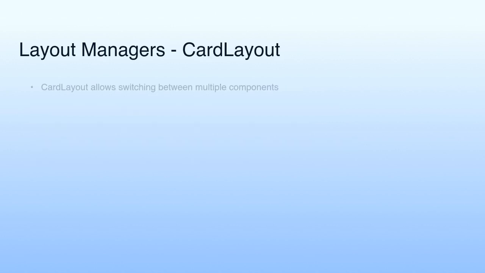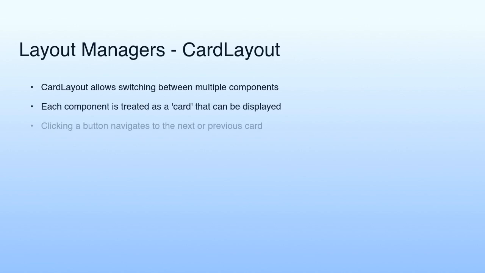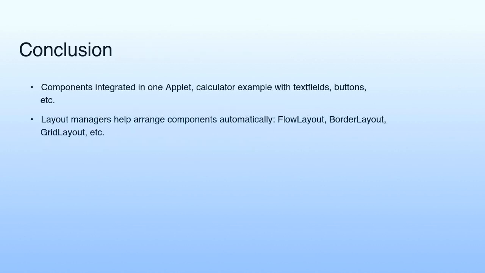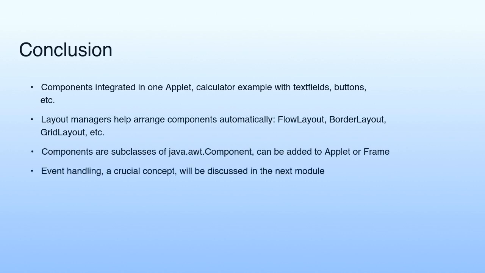The card layout allows switching between multiple components. Each component is treated as a card that can be displayed. Clicking a button navigates to the next or previous card, and the order of cards is based on their addition sequence. 5 cards were demonstrated, cycling back to the first. In the conclusion, components are integrated into one applet, with a calculator example featuring text fields, buttons, and more.